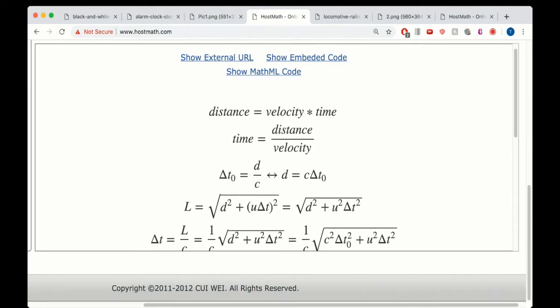So, this derivation will require basic physics and basic math. Essentially, you only have to know two formulas. That distance is equal to velocity times time, and Pythagorean's theorem.